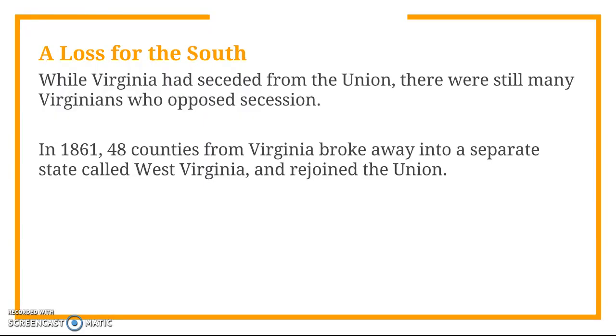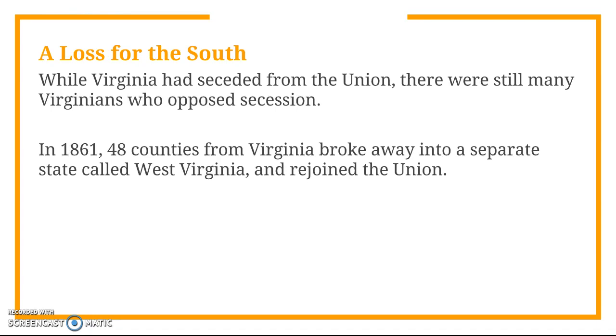Now, early on in the war, the South did actually experience a loss in regards to land because while Virginia had seceded from the Union, there were many people in Virginia who actually opposed secession and wanted to remain a part of the United States. And in 1861, 48 counties in northern Virginia broke away into a separate state called West Virginia and rejoined the Union.